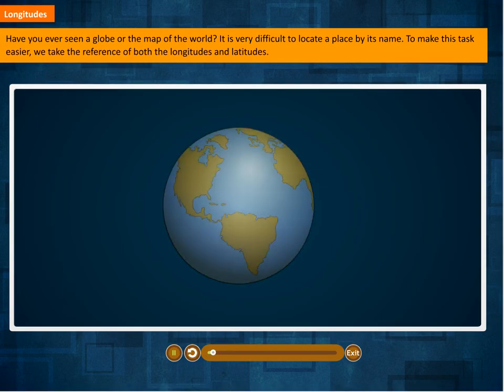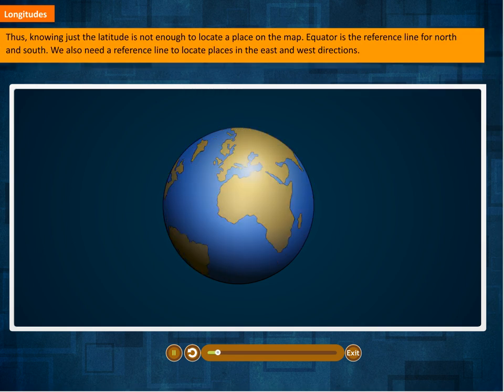Longitudes. Have you ever seen a globe or the map of the world? It is very difficult to locate a place by its name. To make this task easier, we take the reference of both the longitudes and latitudes. Thus, knowing just the latitude is not enough to locate a place on the map.